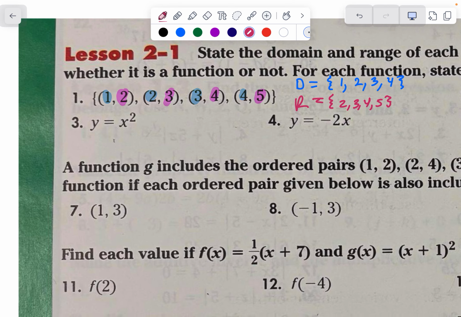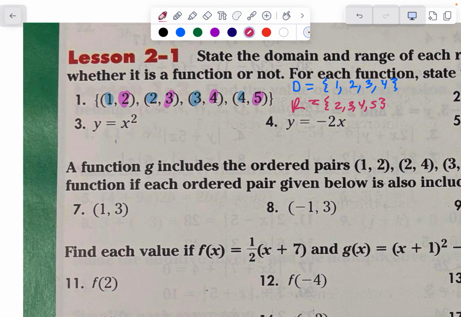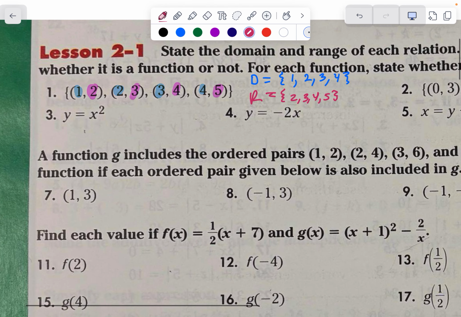Now it asks to determine whether it is a function or not. Yes, this is a function. And because there are exactly 4 points and only 4 points, it is called discrete. Okay? So that's what you're doing for 1 and 2. I want to talk about what you should be doing for 3, 4, 5, and 6.